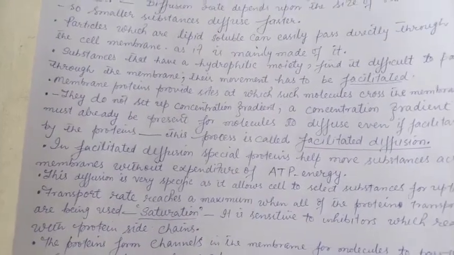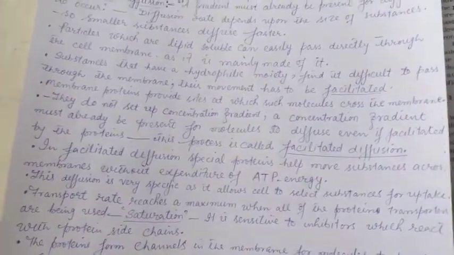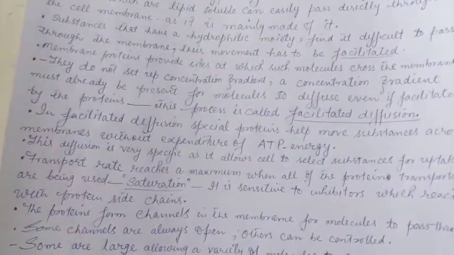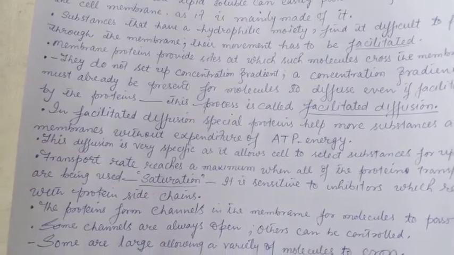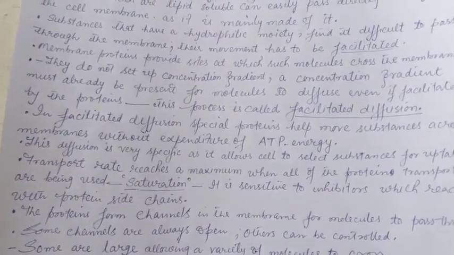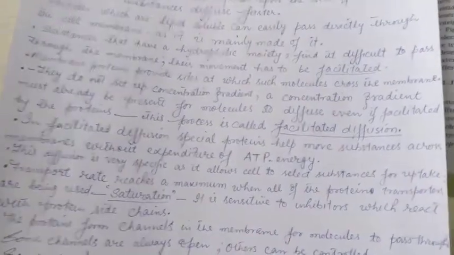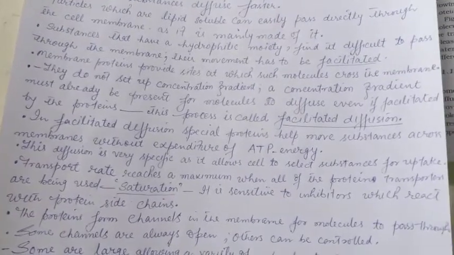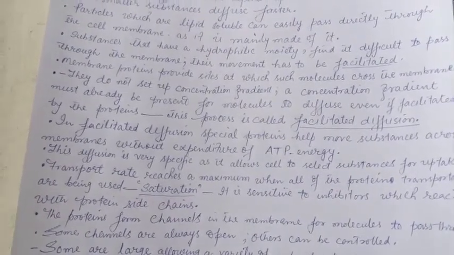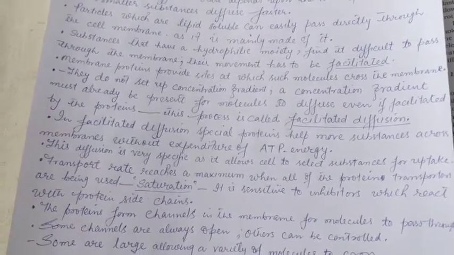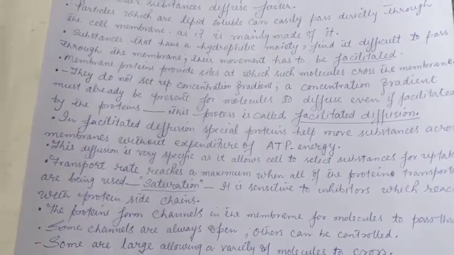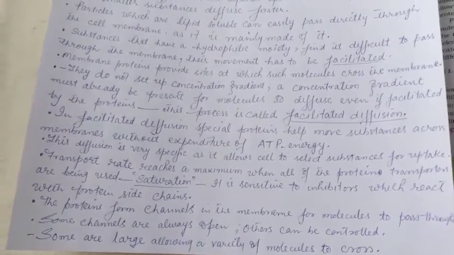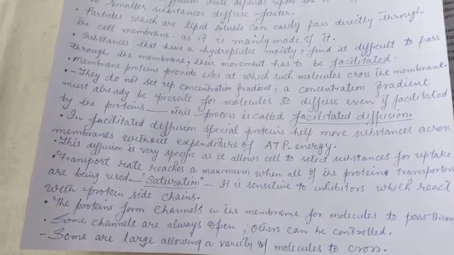In facilitated diffusion, special proteins help move substances across membranes without expenditure of ATP energy. This diffusion is very specific as it allows the cell to select substances for uptake. Transport rate reaches a maximum when all of the protein transporters are being used, that is, saturation. It is sensitive to inhibitors which react with the protein side chains.